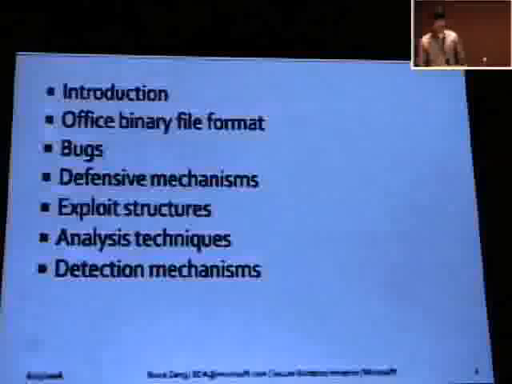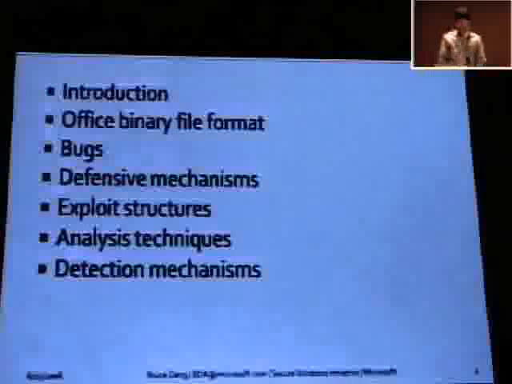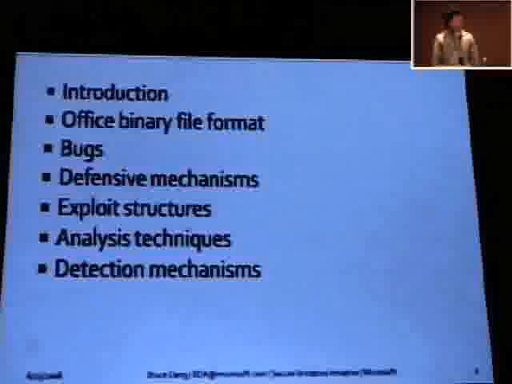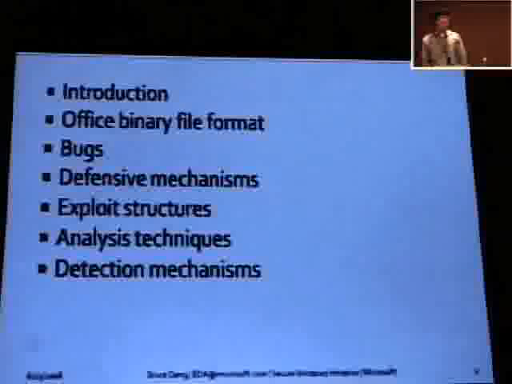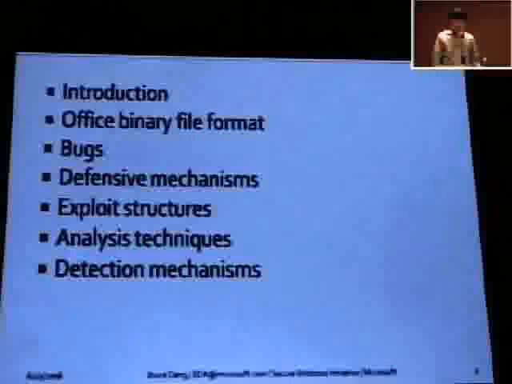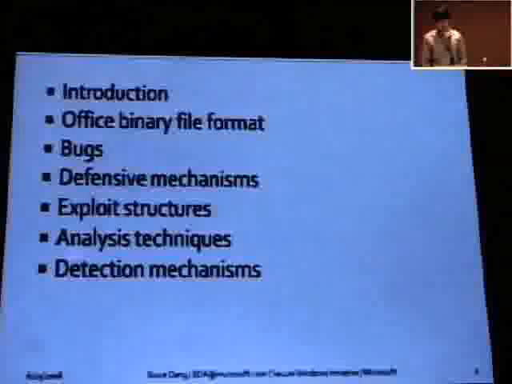Then I'll talk about the type of bugs that we have in Office that people exploit. Then we'll talk about the defensive mechanisms, what you can use to not get owned. Then I'll talk about the exploit structures, like how the exploits work. Then we'll talk about how to analyze the exploits. And finally, we'll talk about AV/IDS detection for these things.